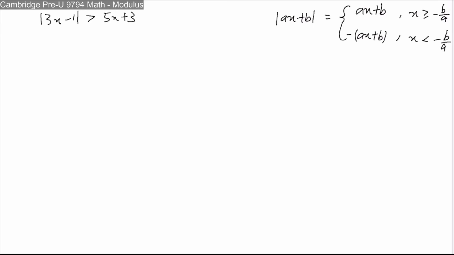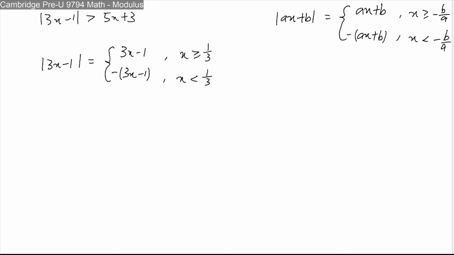So if you use this idea for 3x minus 1 with the modulus, we'll take 2 values. It could be 3x minus 1 itself or the negative of 3x minus 1. We will take the value 3x minus 1 when x is greater or equals to 1 over 3. Otherwise, we will take the value of the negative of 3x minus 1. So by using this, we can solve the equation.